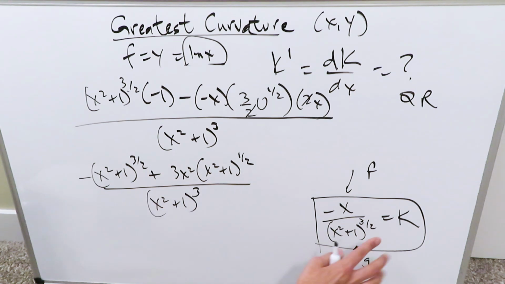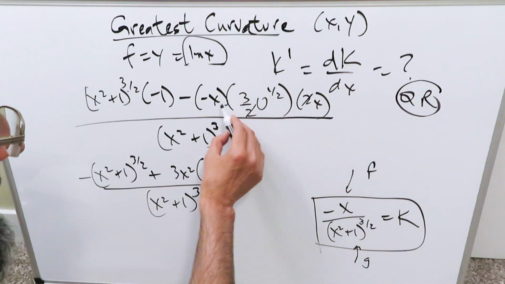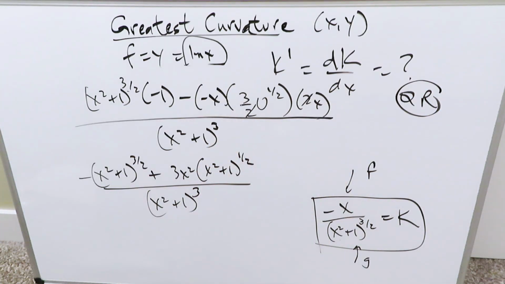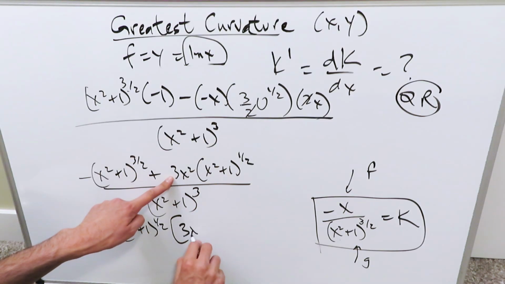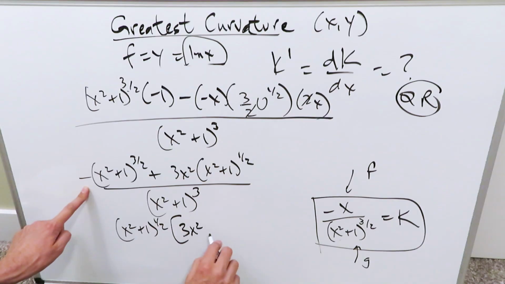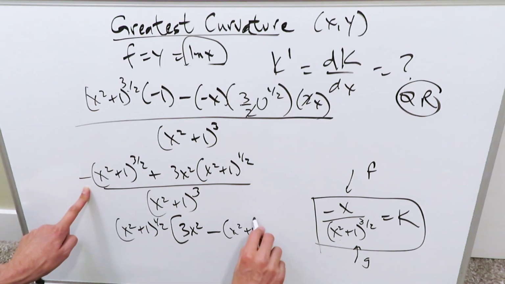Remember, what we're doing now is taking the curvature, the k, and doing the derivative by means of the quotient rule. We happen to have a chain rule come through, but we're just simplifying that entire irrational expression. You're going to isolate here in the numerator an x squared plus 1 to the power of 1 over 2. When you isolate it, it comes in here 3x squared times, and it comes in here minus x squared plus 1 times.